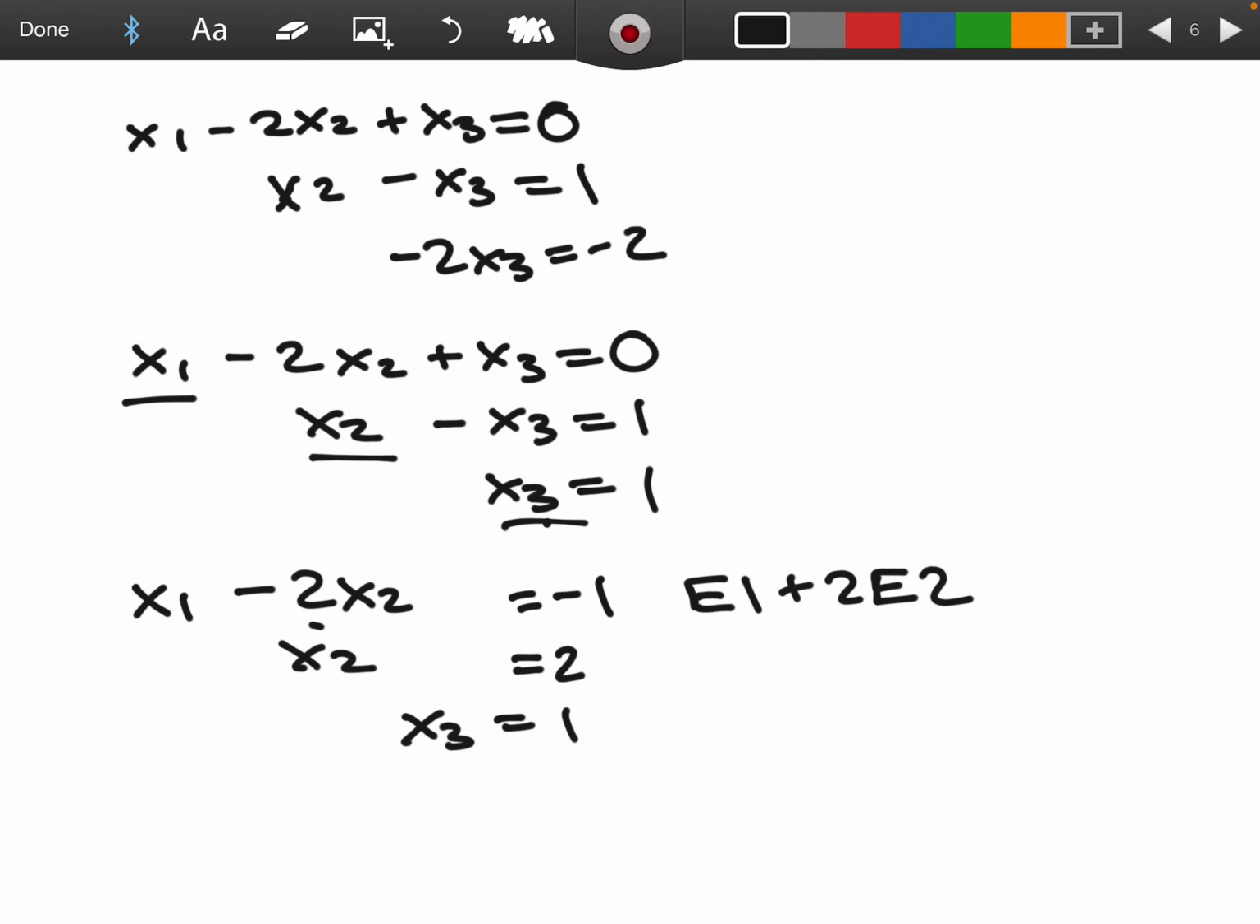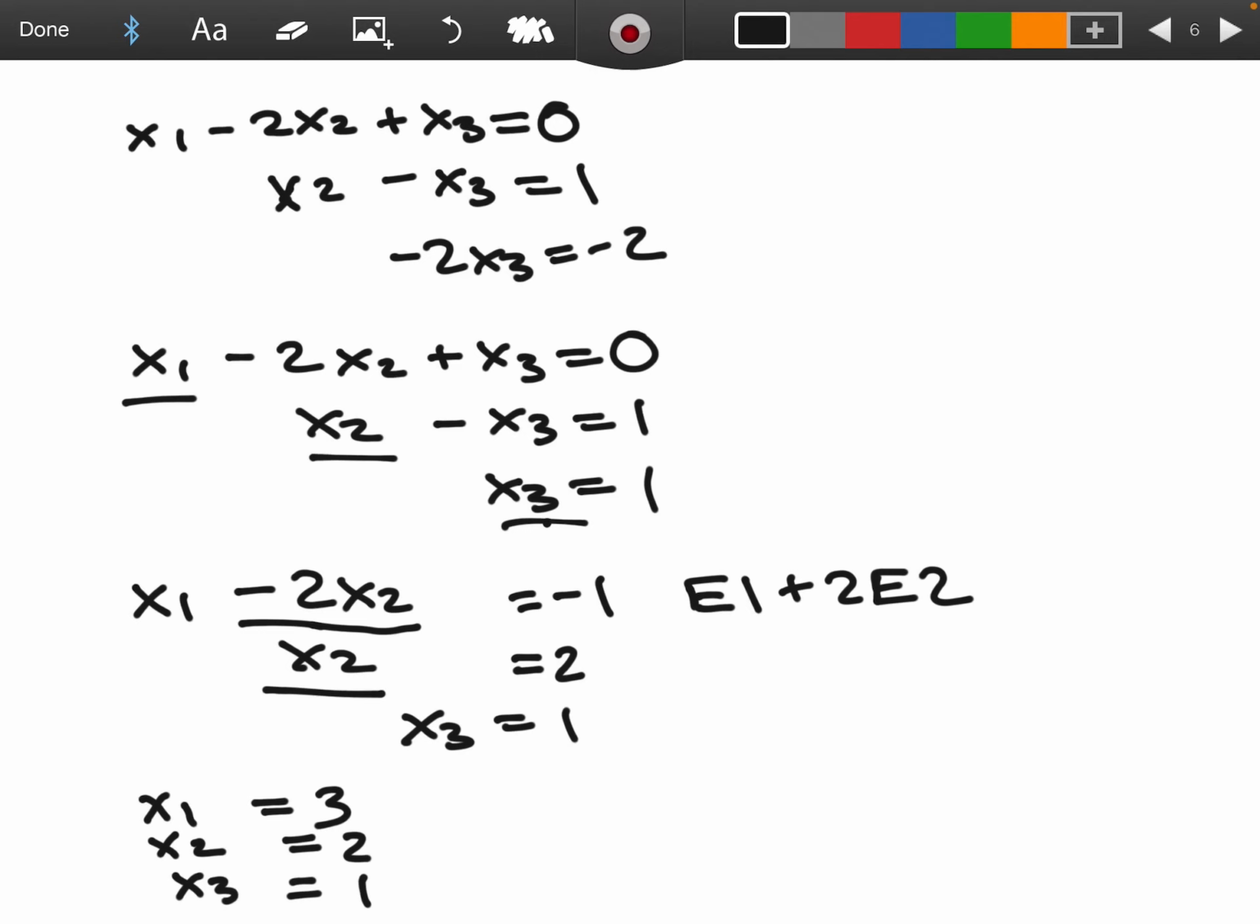If I do that, I'm going to get the negative 2x2 here, plus the 2x2 from my second equation. It will eliminate the x2 from my first equation. So I'm going to get x1 at the end is equal to 3, x2 is equal to 2, and x3 is equal to 1, if you were to do that.